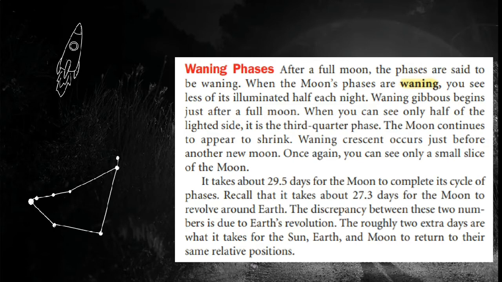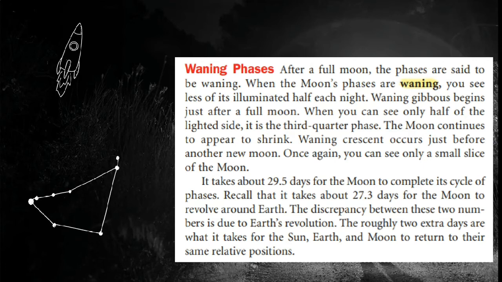Waning phases. After a full moon, the phases are said to be waning. When the moon's phases are waning, you see less of its illuminated half each night. Waning gibbous begins just after a full moon. When you can see only half of the lighted side, it is the third quarter phase.